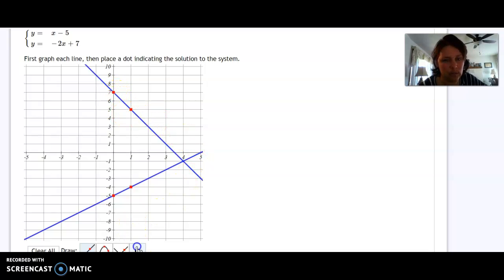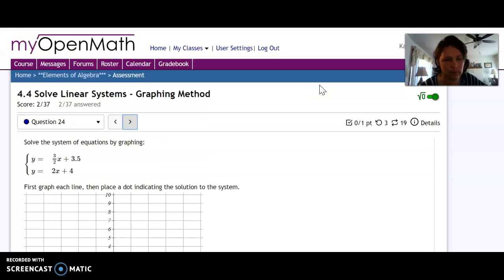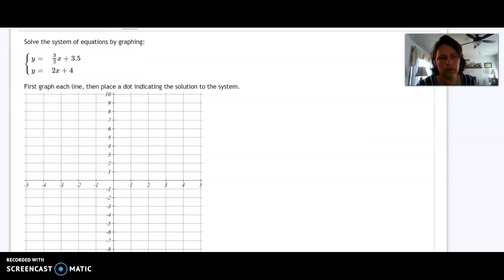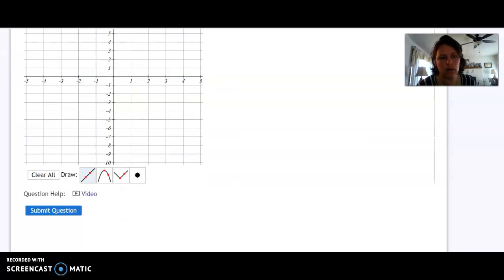Okay, and this one asks me to place a dot at the solution. So I came down here, I'm going to choose my dot and then put it in there, and then that's all I've got to do for that one. And it skipped it for me. All right, we are on to number 24 now.